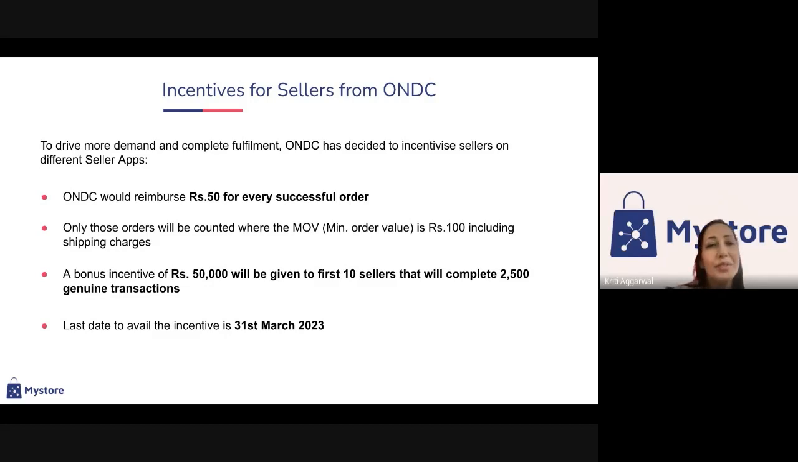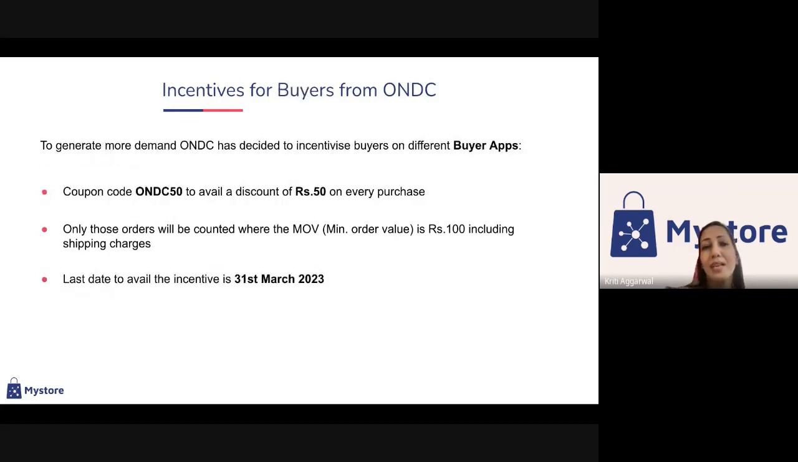So, as Vidushi and Dhruv rightly said, these are the incentives from the seller side. Coming on to the buyer side incentives, ONDC is running a coupon code by the name of ONDC 50, by which a buyer can avail a discount of rupees 50 on every purchase. Again, the MOV has to be rupees 100, including the shipping charges. And the last date to avail this incentive is 31st March.